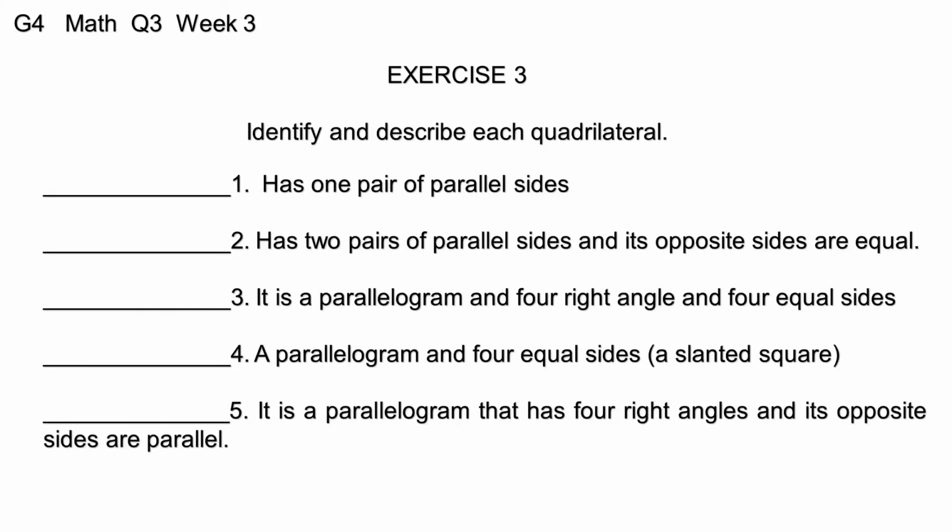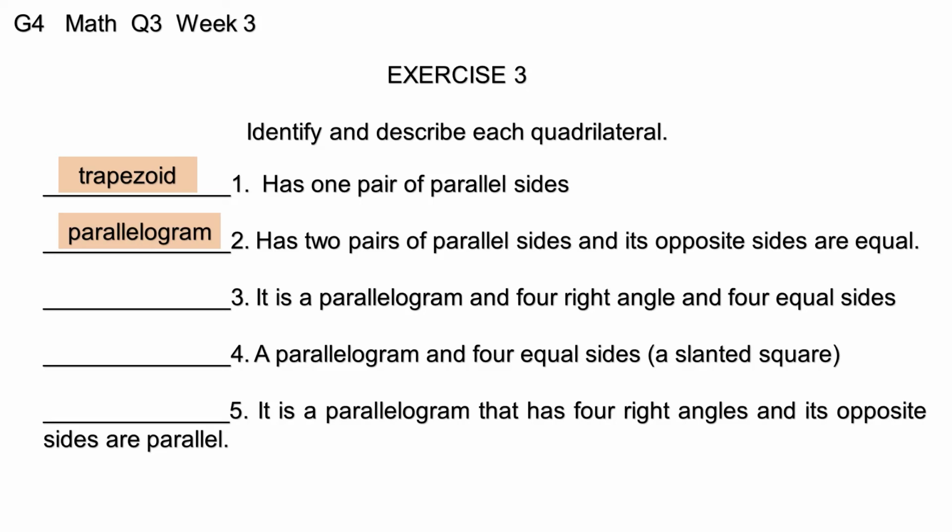Exercise 3. Identify and describe each quadrilateral. So, number 1. It has one pair of parallel sides. So, yung one pair of parallel sides, taas at ibaba lang, you call it as a trapezoid. It has two pairs of parallel sides and opposite sides are equal. So, you call it as a parallelogram.